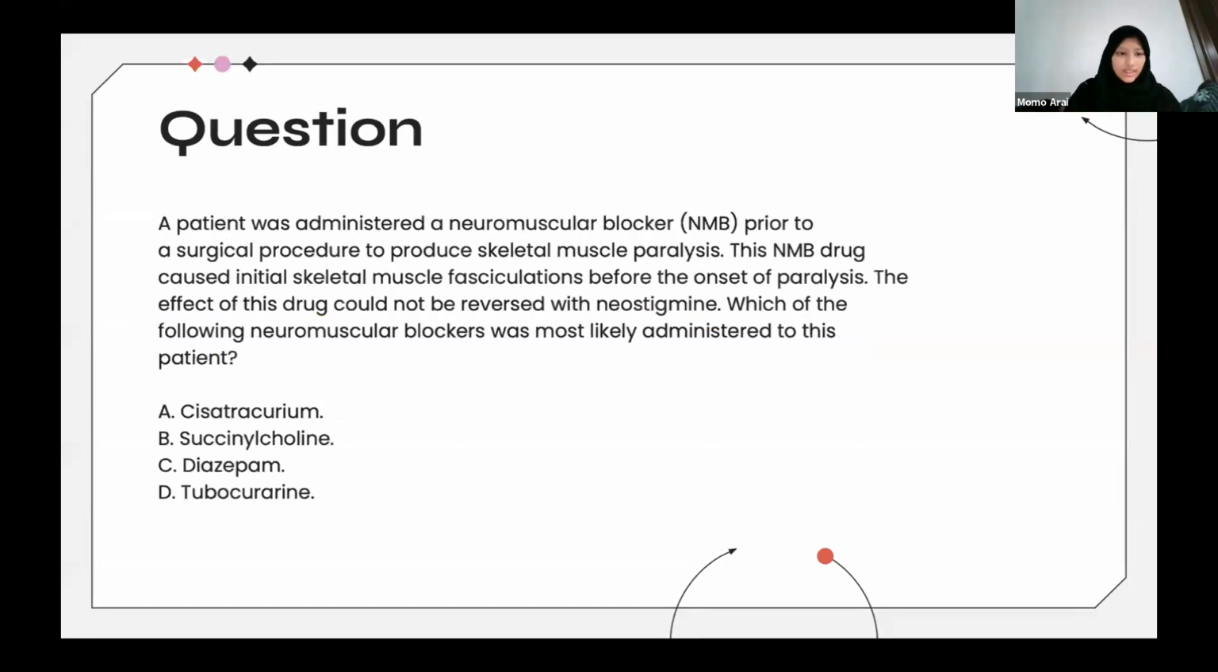Okay, I think we're almost done with this part. A patient was administered again a neuromuscular blocker prior to surgical procedure to produce skeletal muscle paralysis. This neuromuscular blocker caused initial skeletal muscle fasciculations before the onset of paralysis. The effect of this drug could not be reversed with neostigmine. Which of the following neuromuscular blockers was most likely administered to this patient? Okay, so B.